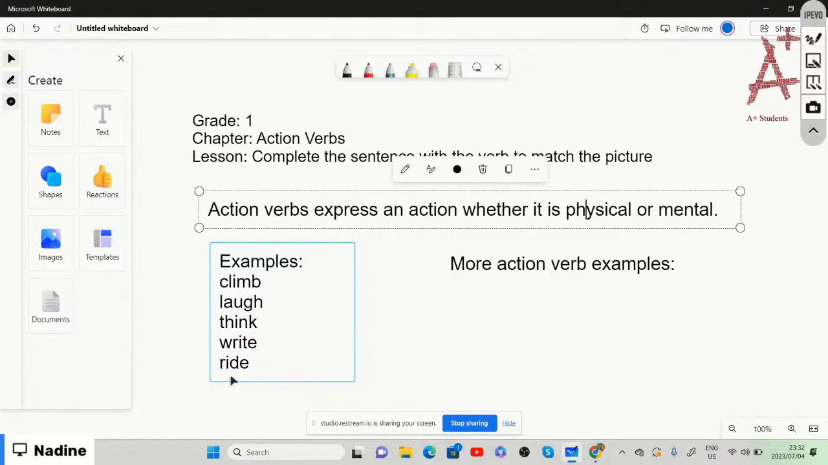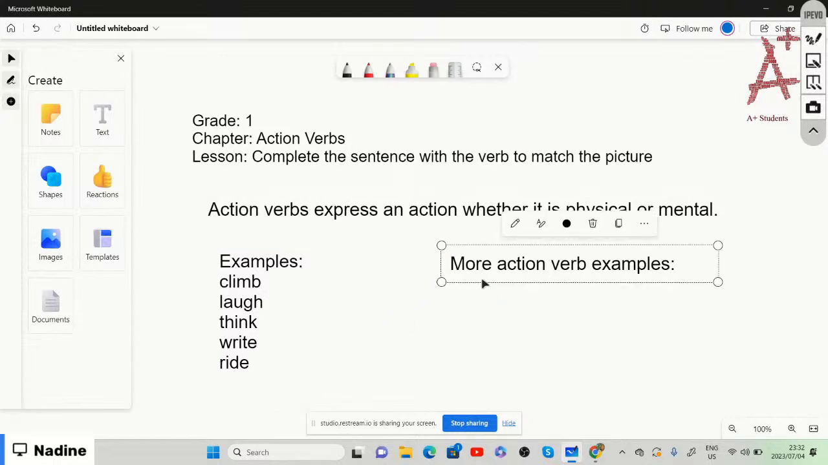Ride. Ride a bicycle, ride the skateboard. I think you're riding a skateboard. Ride a horse. That is all examples of action verbs, right? It shows what a person, animal, or thing does, right? An action verb expresses an action, something that someone does, and it can be physical, like the things that you're actually doing, or mental, like thinking, right?